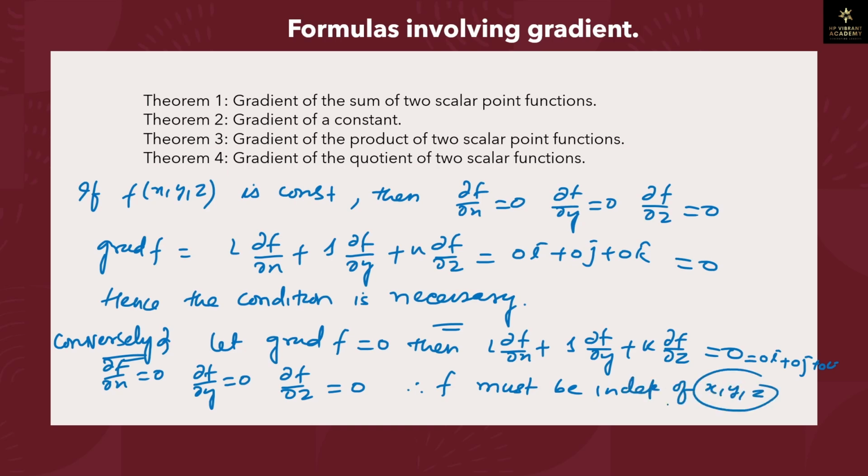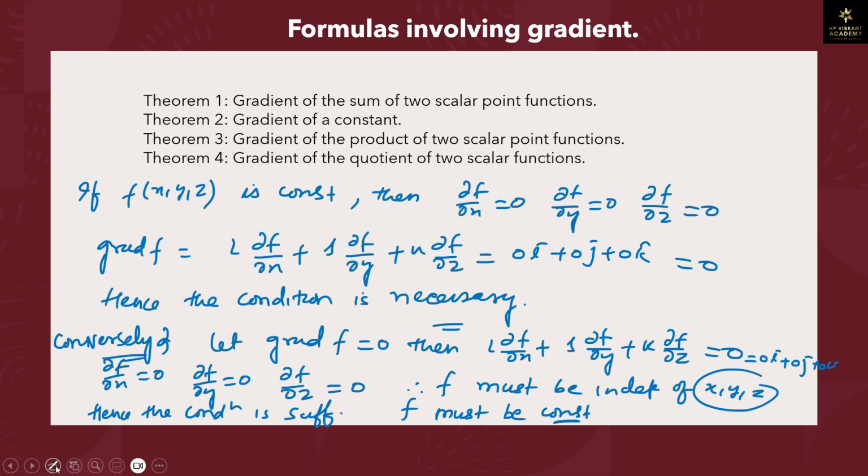That means, when will it be independent of x, y, z? When f must be a constant. Only when f is constant will it be independent of x, y, z. So f must be constant. Hence the condition is sufficient. So let us write down this theorem.